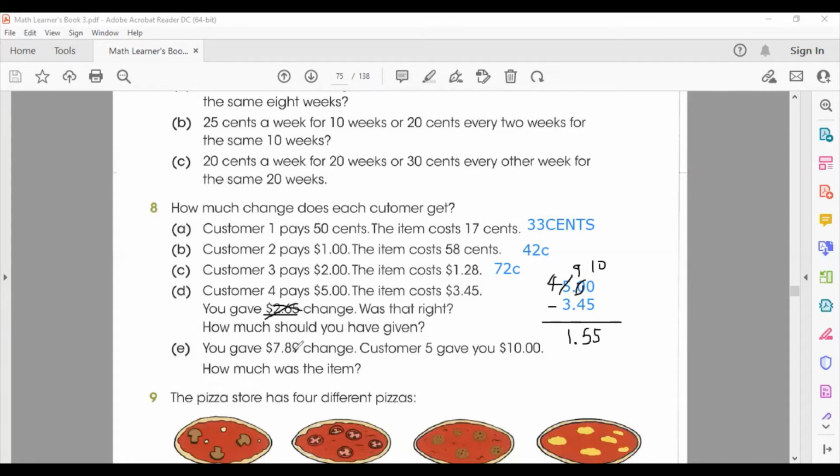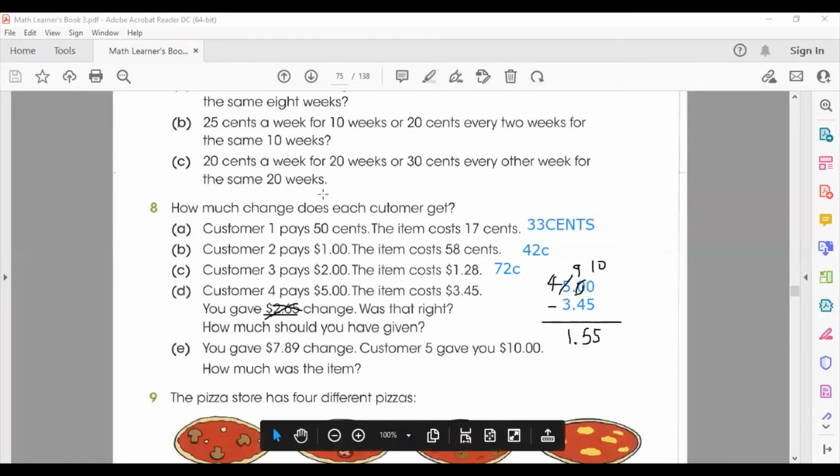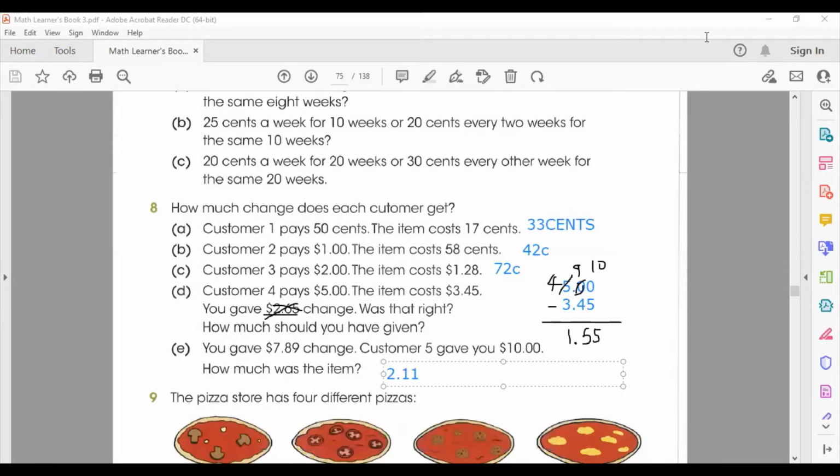You give $7.89 change. Customer 5 gave you $10. How much was the item? 10 minus $7.89, so it's coming $2.11. The pizza. Let us move to the next part.